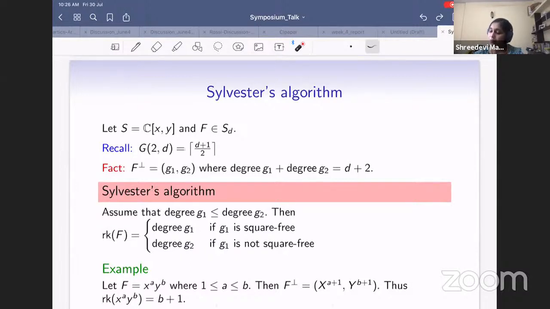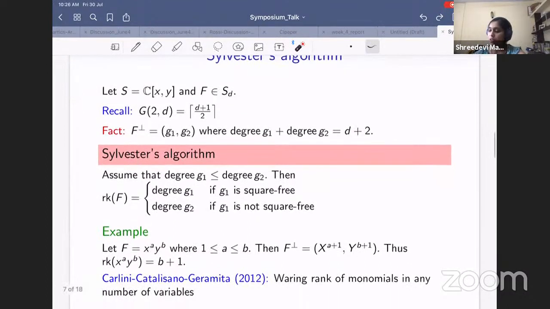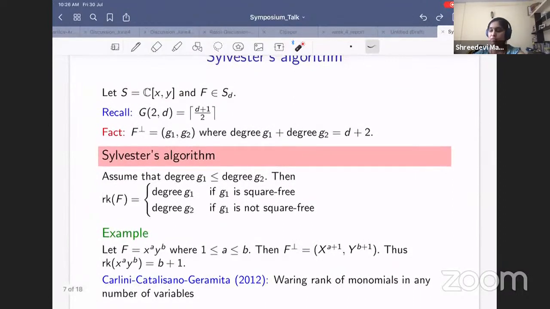Okay, and recall if I have a binary form, then the f_perp ideal, because T mod f_perp is a Gorenstein ring, we know that it is a complete intersection because we are in the binary case, and hence it is generated by two forms G1, G2, where we can also say that the degree of G1 plus the degree of G2 is equal to d plus 2 by looking at the minimal resolution of T mod f_perp. So we know all the information about the f_perp.